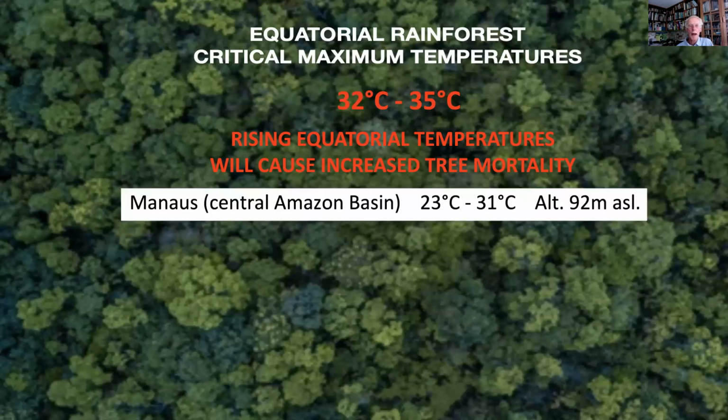Well, first of all, Manaus is in the Central Amazon Basin, and that is about 1,300 kilometers upstream from the Atlantic. And yet, 1,300 kilometers upstream, the altitude of Manaus is 92 meters above sea level. In other words, most of Amazonia is very, very flat and low-lying. And so you can see the temperature range there, 23 to 31. You don't want the temperature to get much above 31 because otherwise trees are going to start getting stressed. But unfortunately, that's what's happening.